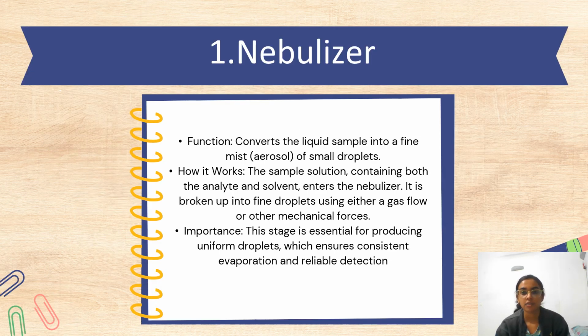Let's start from the nebulizer part. Its function is to convert the liquid sample into a fine mist, an aerosol of small droplets. Its working is that the sample solution containing both the analytes and solvent enters the nebulizer. It is broken up into fine droplets using either a gas flow or other mechanical forces. Its importance is that this stage is essential for producing uniform droplets, which ensures consistent evaporation and reliable detection.